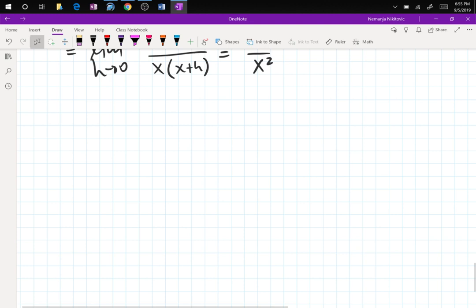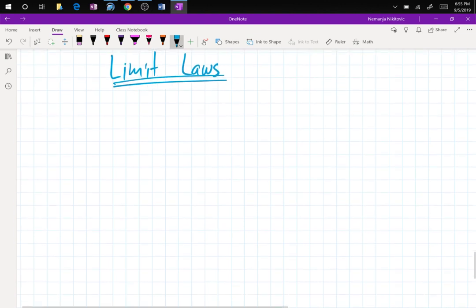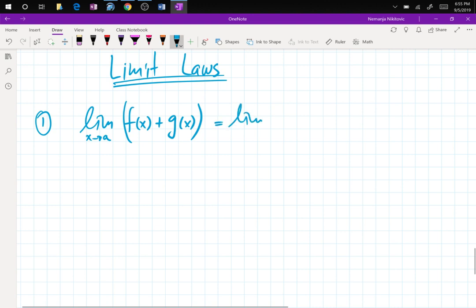Okay, let's list these properties that are so important for our later life. They're called limit laws in the book. And generally they are properties of linearity with some other stuff added. So number 1, if you have the limit as x goes to a of the addition of 2 functions like this, f of x plus g of x, you are allowed to figure out each limit independently and then add their results.